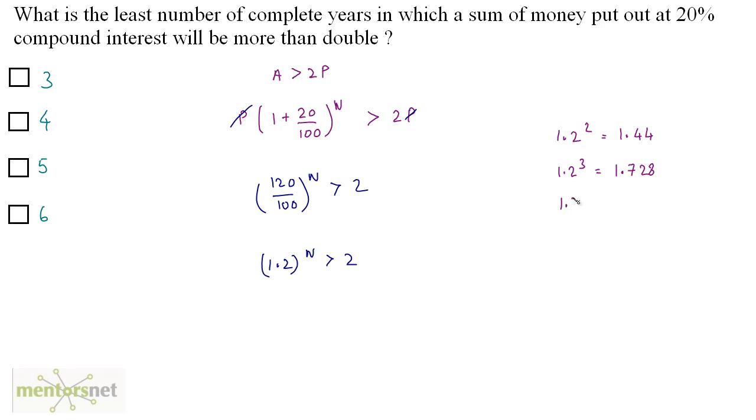Again, let us increase the power. 1.2 raised to 4 is 2.0736, and that is greater than 2. So 1.2 raised to 4 is greater than 2. Therefore, N is equal to 4. Right, so we have our answer, option B.